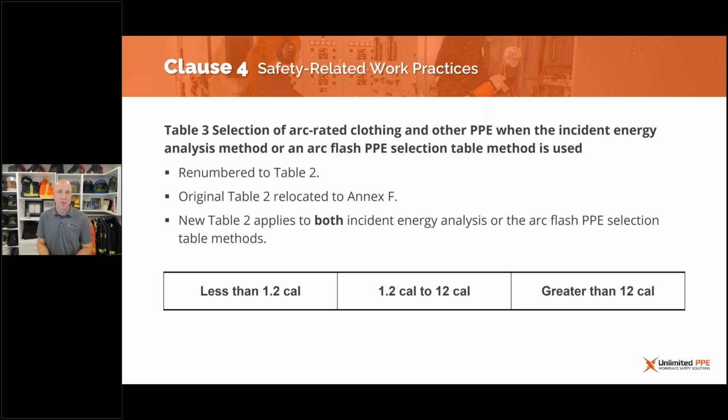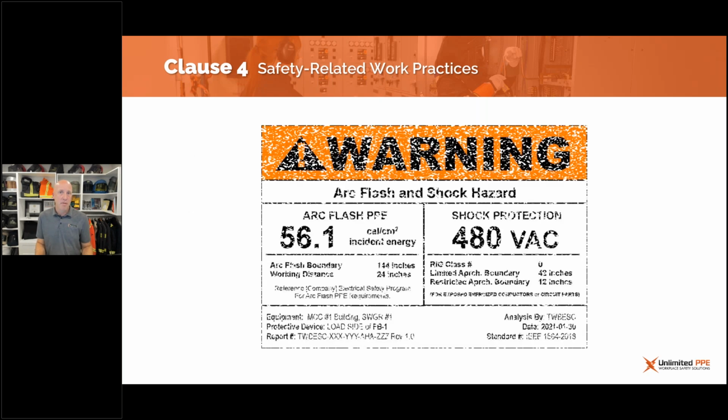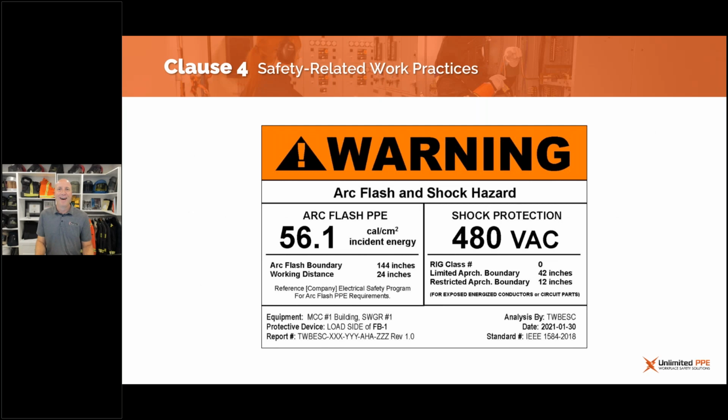So if your detailed label shows you 55 calories, well, when you're shopping for adequately rated arc flash PPE, you would need to purchase 55 calories worth of protection. Or it could be a 100 calorie arc flash suit that's needed for a 100 calorie label. There is no limit at 40 calories.